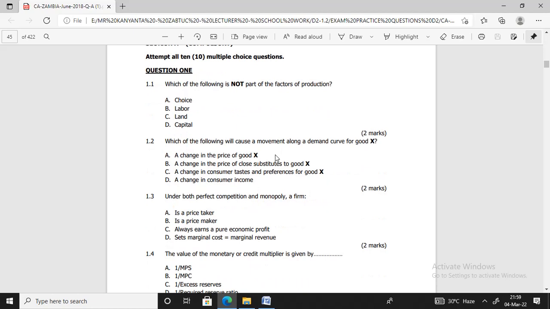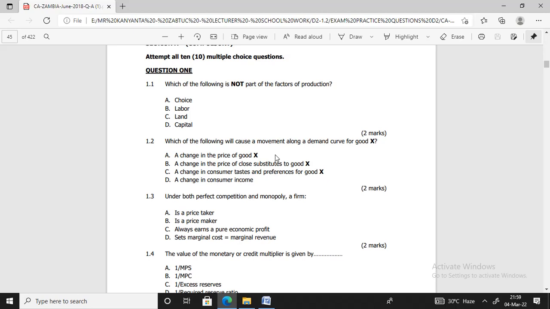Under both perfect competition and monopoly, a firm is a price taker if the firm is part of the perfect competition. It's operating under perfect competition. Then the firm is a price maker if the firm is a monopoly. So monopolies are price makers.